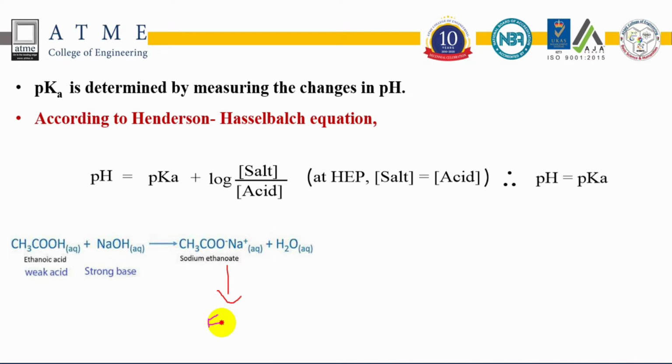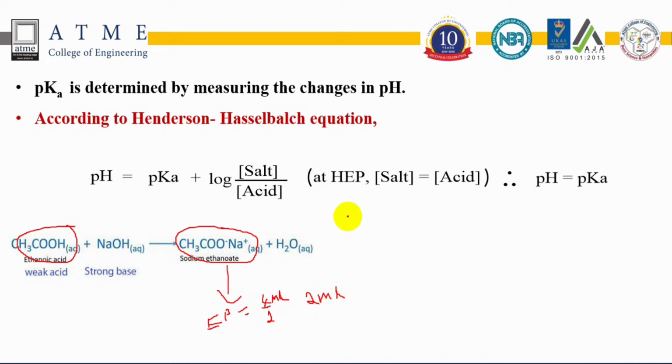At equivalence point, only salt will be there, right? Say for example, equivalence point is 4 ml or 4 cm cube. Exactly at half of this reaction, the salt formed will be equal to acid. How to find this half equivalence point? By finding equivalence point, which is divided by 2, it will be 2 ml, right? So 2 ml is the half equivalence point.